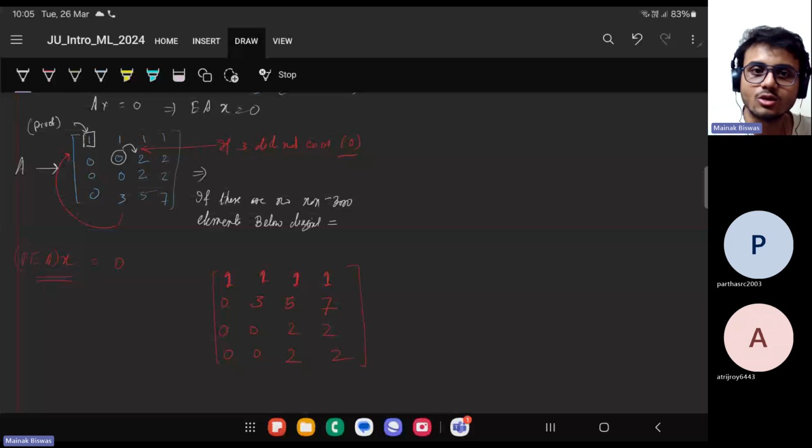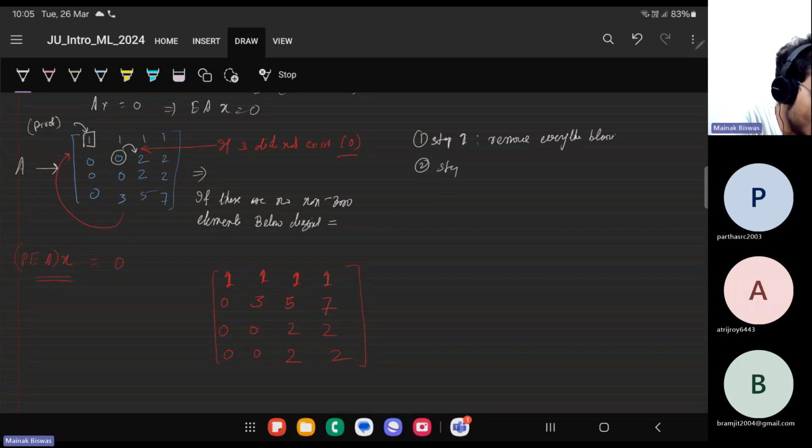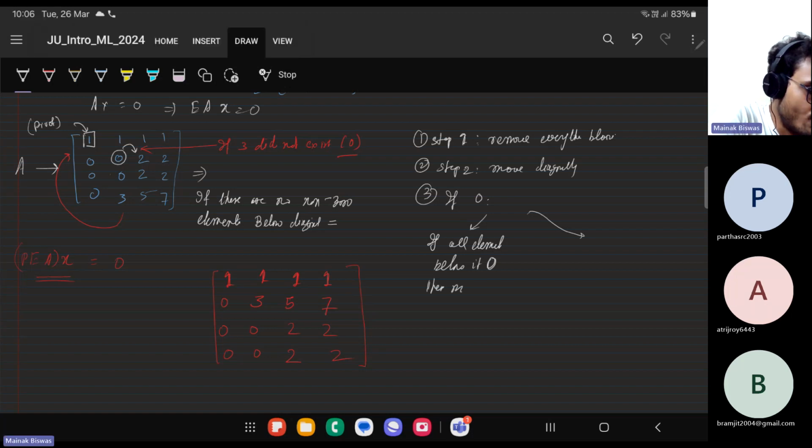So did you understand the rule? Step one is remove everything below, right? Yes, everything below. Step 2 is move diagonally. If the pivot is 0, two cases. One, if all elements below it are 0, then move right with the pivot, and continue.